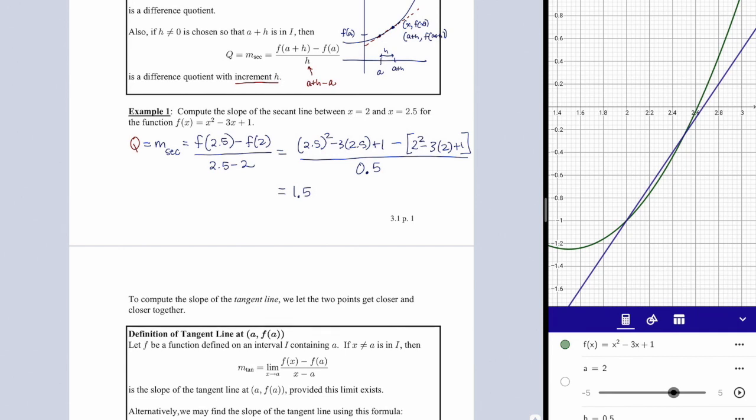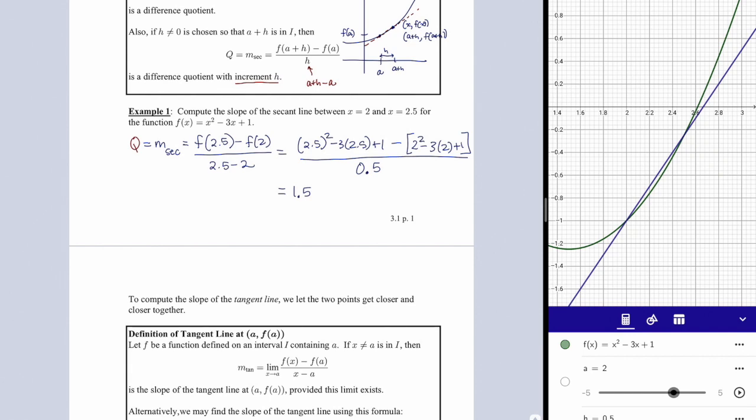And now I have set up exactly a picture of what we were asked to compute over here. So we were asked to compute the slope of this secant line, where one point is fixed at 2, f of 2, and the other is fixed at 2.5, f of 2.5. And we found that the slope of that line was 1.5, which means I should be able to go up 3 and right 2 and see another point on that line, and that looks right. It does look like the slope of that line is 3/2 or 1.5.